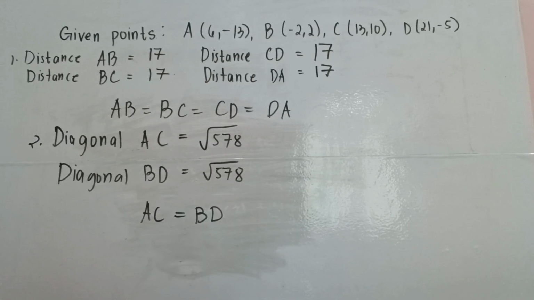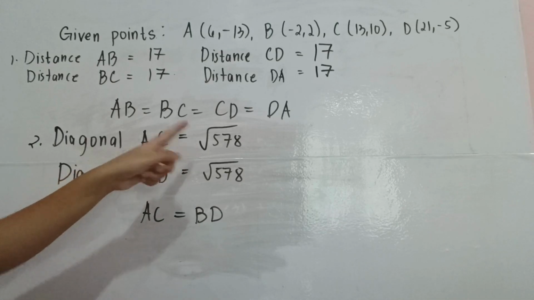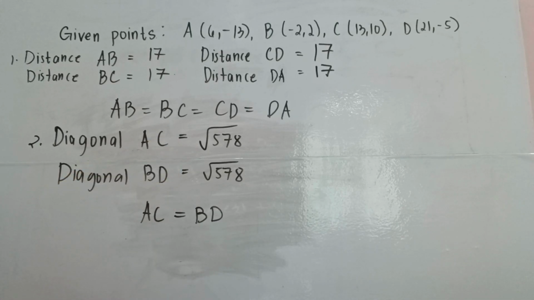Since all four sides are equal and the diagonals are equal, the points A, B, C, and D form a square, and one of the diagonals of the square, which is diagonal AC, is square root of 578 units.